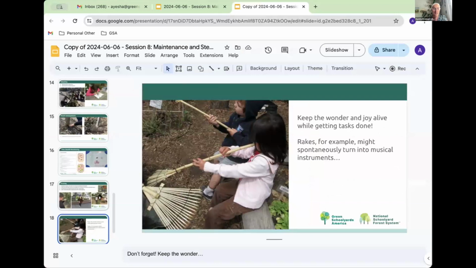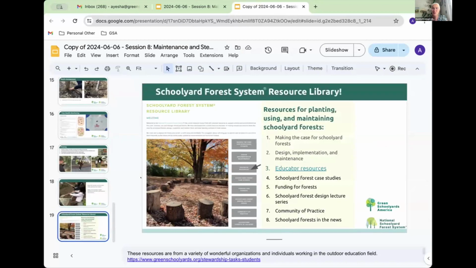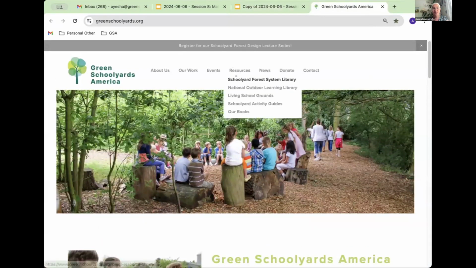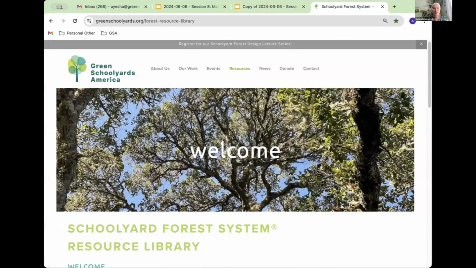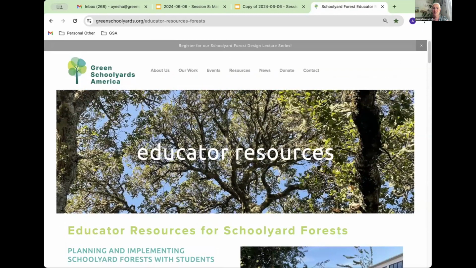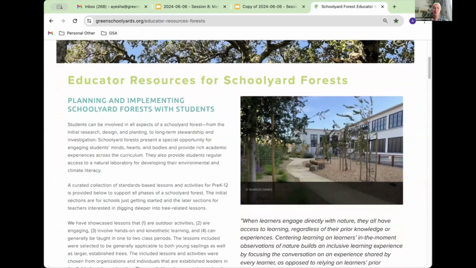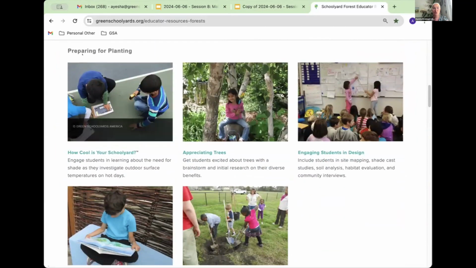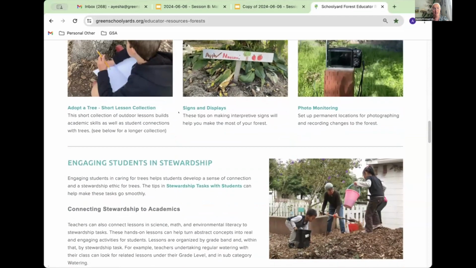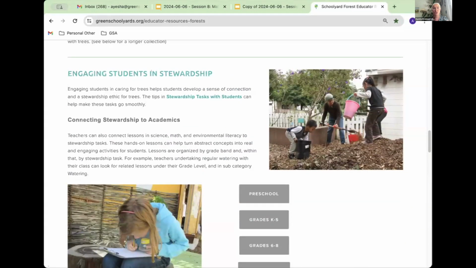That being said, I would like to just real quickly show you where you can see some of the resources I was telling you about. The Schoolyard Forest System Library has many great toolkits. I'll take you to the educator resources. We've talked about this before. And if you scroll down past preparing for planting, you get to after planting. And we have a whole section on engaging students in stewardship.